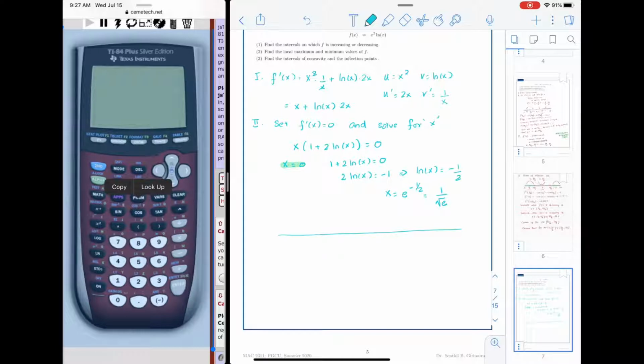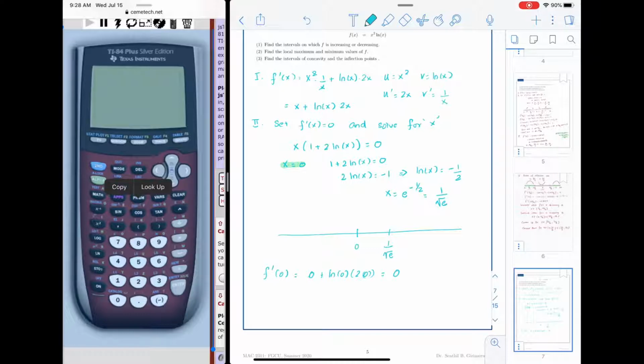So 0 is over here. 1 over square root of e is over there. So I'm going to pick an easy number for x is equal to 0. Now keep in mind, at x is equal to 0, we actually will have a discontinuity because f prime of 0 would equal to 0 plus ln of 0 multiplied by, oh, I take that back. We won't have a discontinuity. That would result in 0.